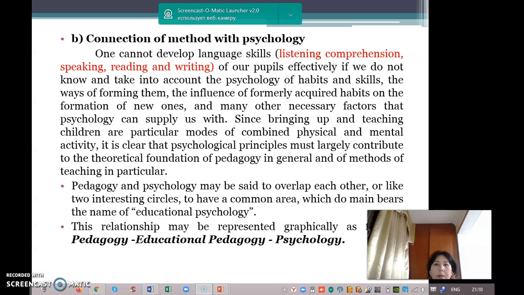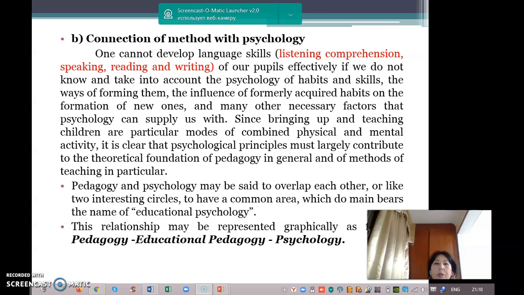One cannot develop language skills like listening comprehension, speaking, reading, and writing in our pupils effectively if we do not know and take into account the psychology of habits and skills, the ways of forming them, the influence of formerly acquired habits on the formation of new ones, and many other necessary factors that psychology can supply us with.